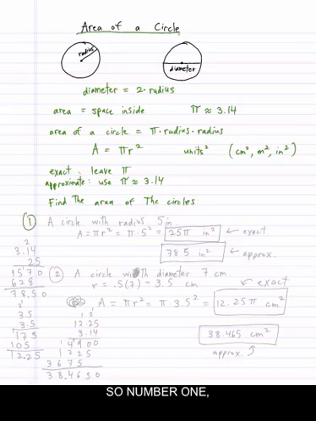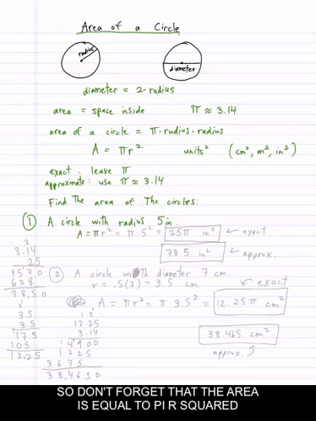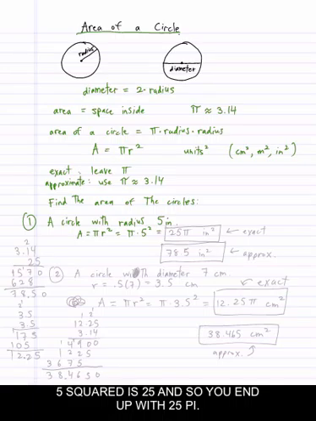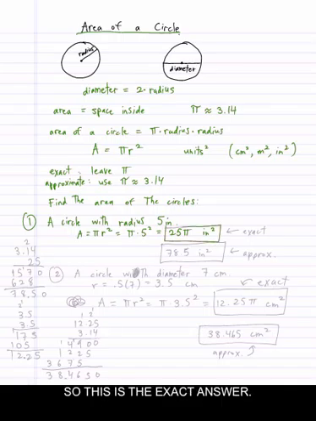So number one. A circle with radius 5 inches. So don't forget that the area is equal to pi r squared, which in this case is pi times 5 squared. 5 squared is 25, and so you end up with 25 pi. Now we need the units, and remember this is going to be inches squared. So this is the exact answer.